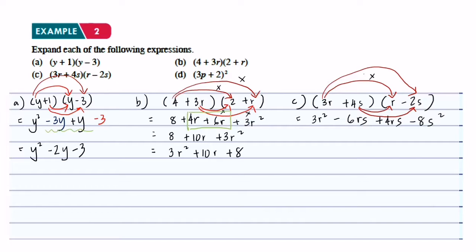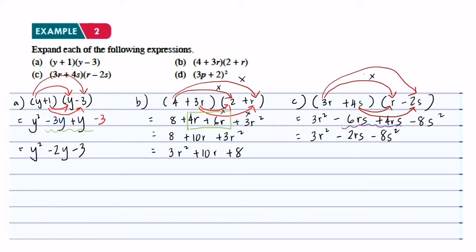Okay, we have like terms again right here. Negative 6rs plus 4rs. So 3r squared, negative 6rs plus 4rs equals negative 2rs. Then negative 8s squared, you just copy down. Okay, that is the answer.